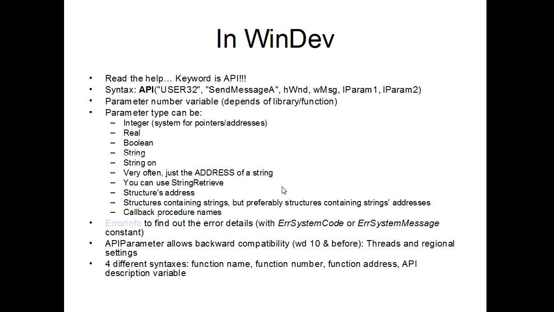Now, when would you do any of this? Well, when the documentation of your API is telling you to use the function number or the function address. By default, use the function name. That's the most common case, but if the documentation calls for something else, it's available here. Now the fourth syntax is to use an API description variable, and that's a whole other question that we're going to look at now.